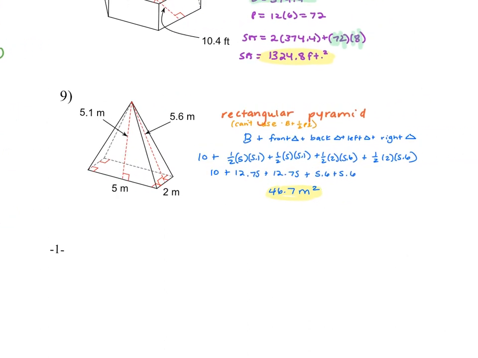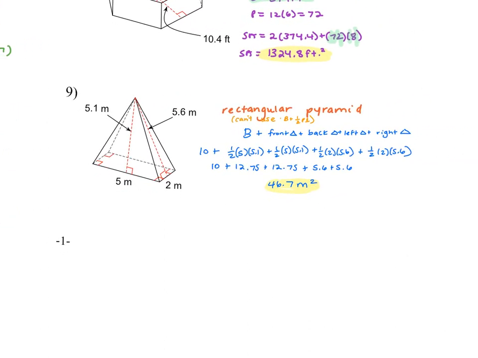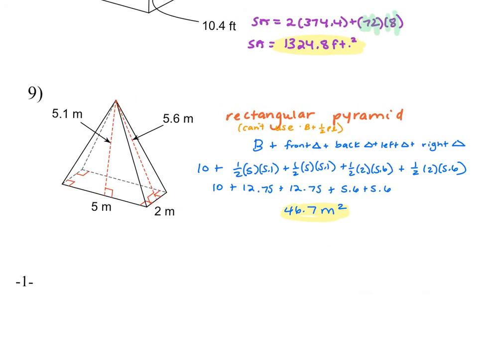This time it's a rectangular pyramid. Now, this one we can't use any of the formulas. Let me go ahead and make it bigger. So really what we need to do here is find each of the lateral faces separately. We're going to do the area of the base, which is 5 times 2, which is 10.